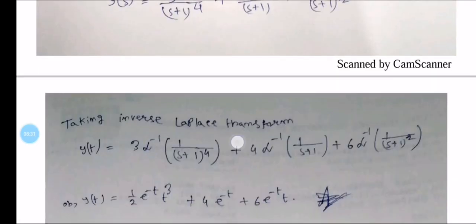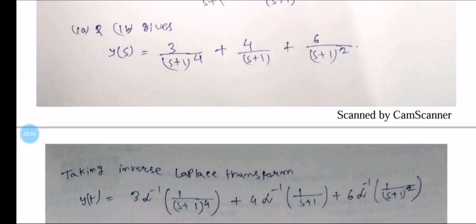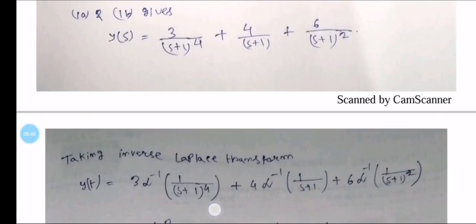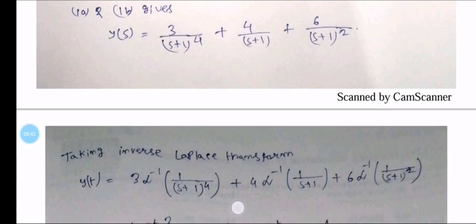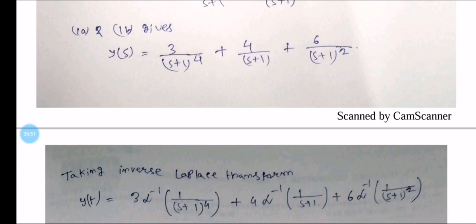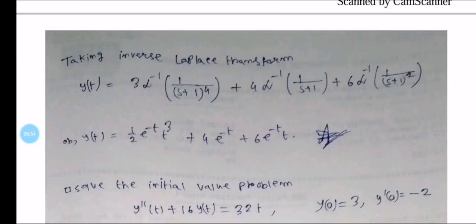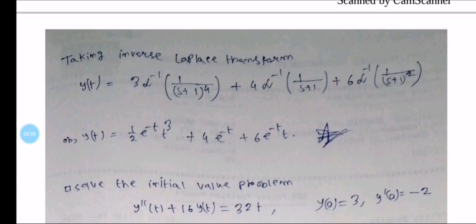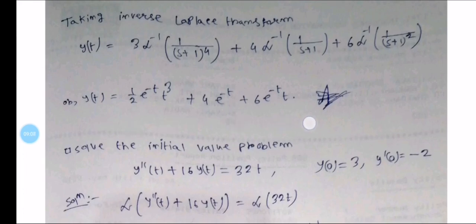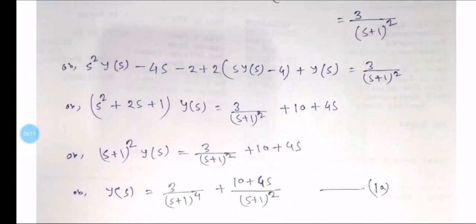So if we take the inverse Laplace transformation of both sides, L inverse of y of s is y of t, and this is 3 times L inverse of 1 by s plus 1 whole to the power 4, plus 4 into L inverse of 1 by s plus 1, similarly 6 into L inverse of 1 by s plus 1 square. So finally this is the inverse Laplace transformation giving e to the power minus t cube. Similarly L inverse of 1 by s plus 1 square is this. So finally we are getting the value of y of t as this. This is the required solution.